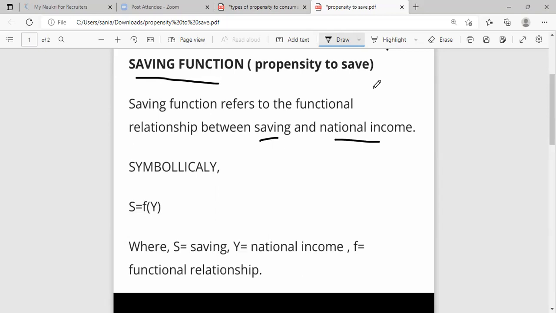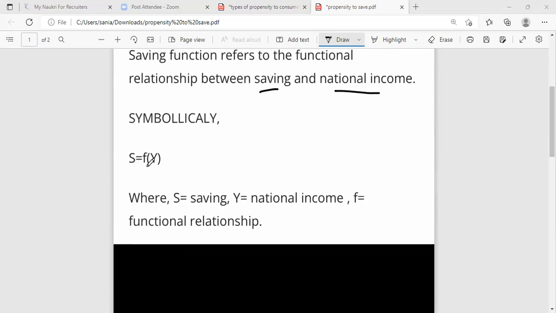There we were dealing with the relationship between consumption and income, right? Yes or no? Yes, ma'am. Janab and Aditya, you revise now. Yes or no? Yes, ma'am. So there we were dealing with consumption, where the functional group was income. Here we will be doing the relationship between savings and the national income.